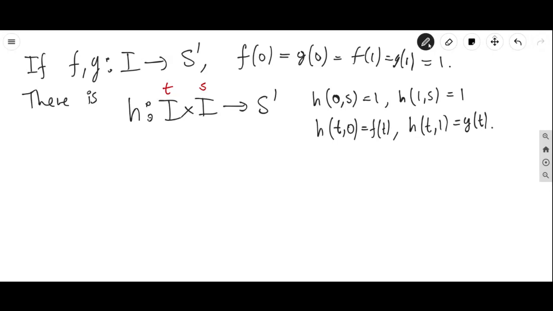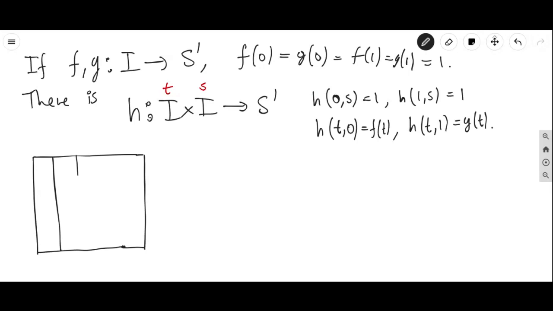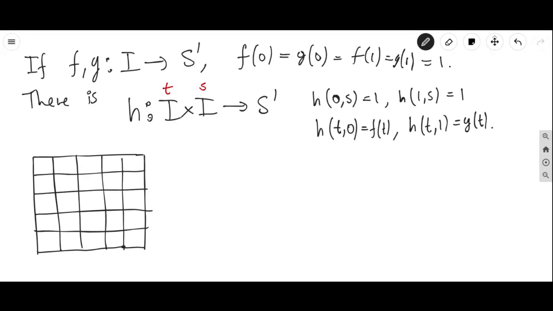Okay, the next thing that we're going to do: here's the picture of our mapping. This is I times I, our unit square. We're going to partition the unit square into smaller pieces. You can assume that these are equal subdivisions. It really does not matter. If they're small enough, you can make them all the same size.